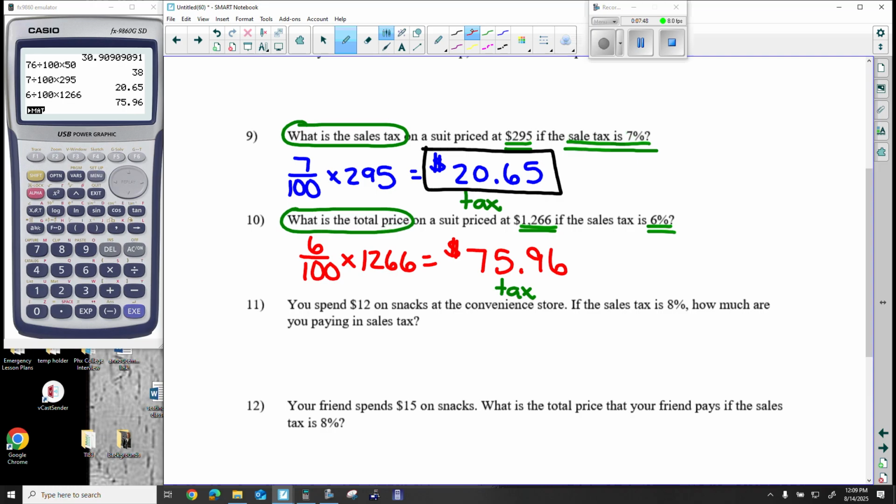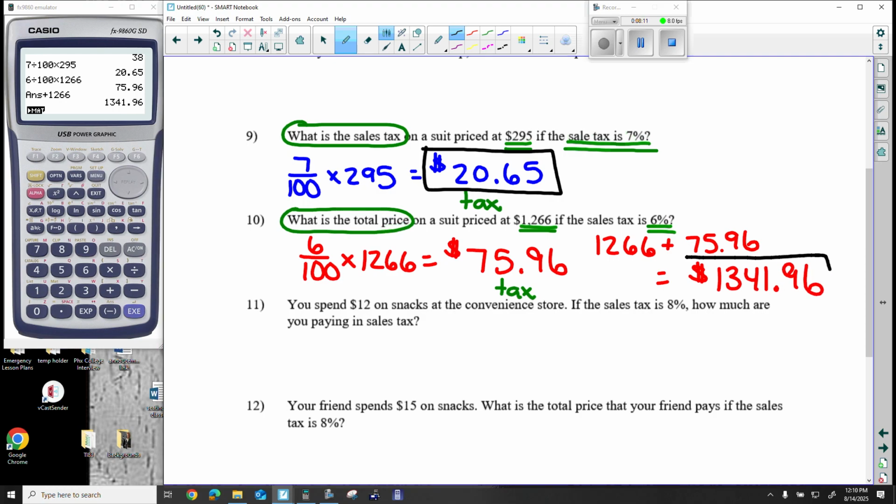You have to figure out, well, what is the price of the suit, including the tax? So that would be the price of the suit plus the tax. That would be the answer to that question right there. So you figure it out, but again, make sure you answer the question that is being asked. Just don't assume that you have the correct answer.